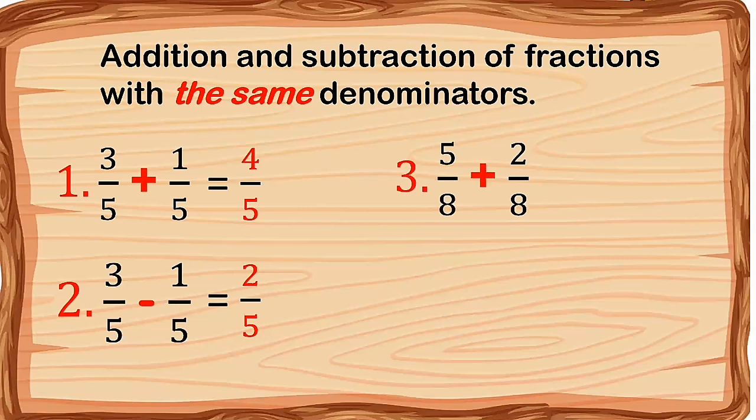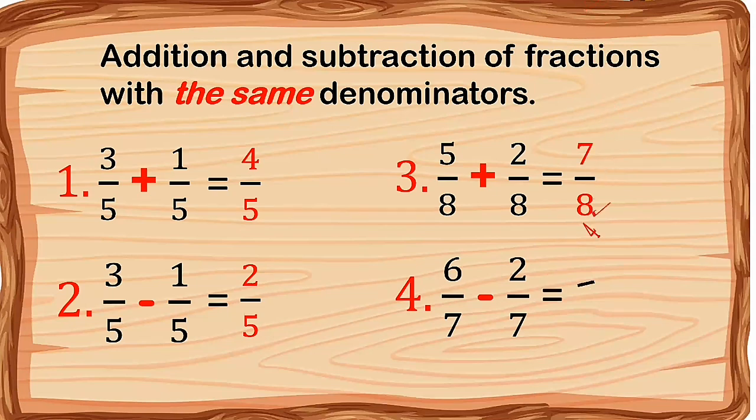Let's have the third example. 5 over 8 plus 2 over 8. So just do it the same. You will add the numerators 5 plus 2, which is 7, and then keep the denominator 8. The last one, we have number 4, 6 over 7 minus 2 over 7. So 6 minus 2 is equal to 4 and copy the denominator 7. So this is how you are going to add or subtract fractions with the same denominators.